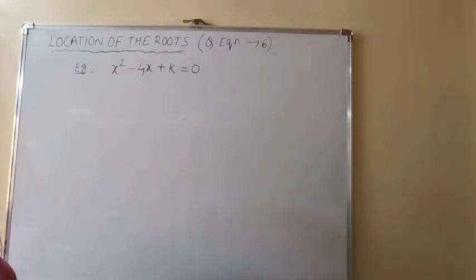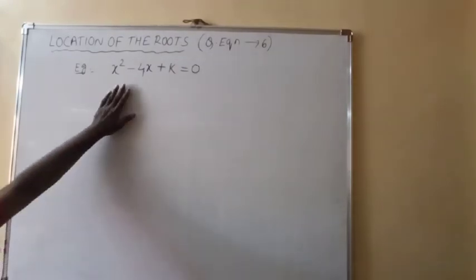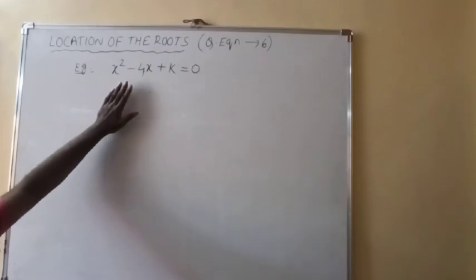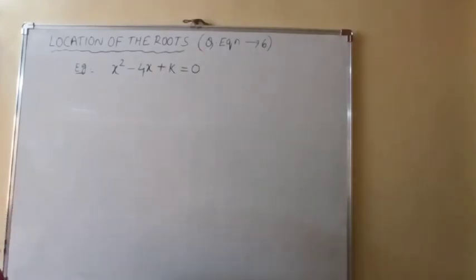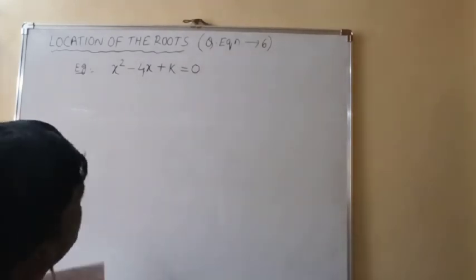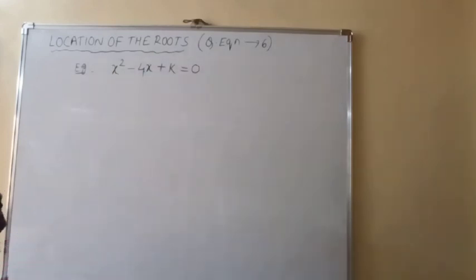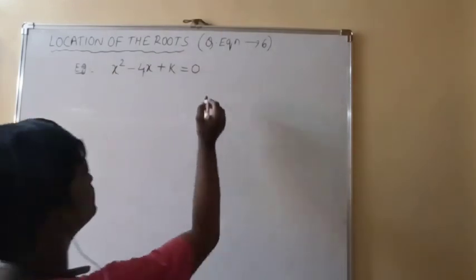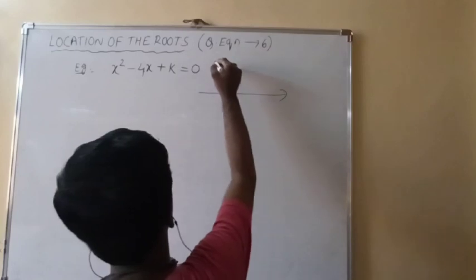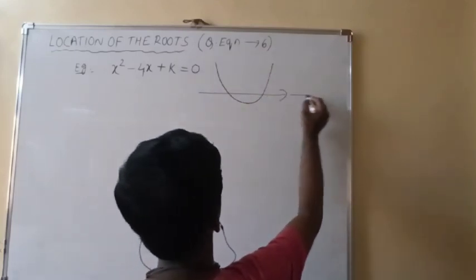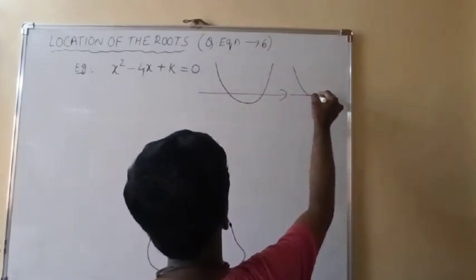Both roots are positive. Find the value of k for which the roots of this equation are positive. That means both roots are positive. So when both roots are positive, what are the possible cases? Here a is positive, so approximately the graph will be either like this or like this.